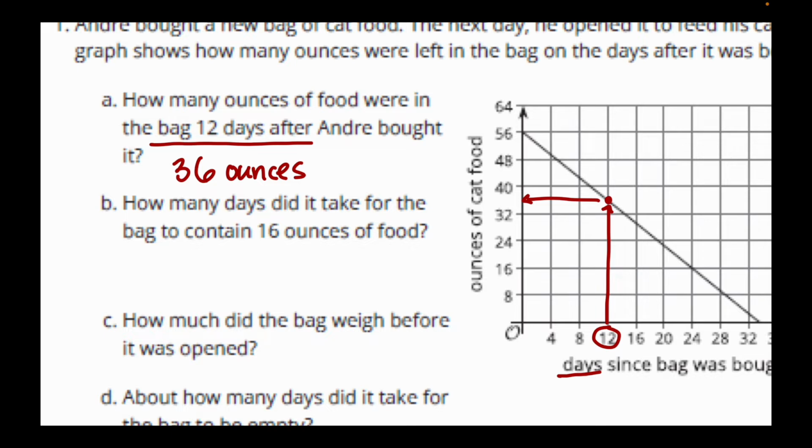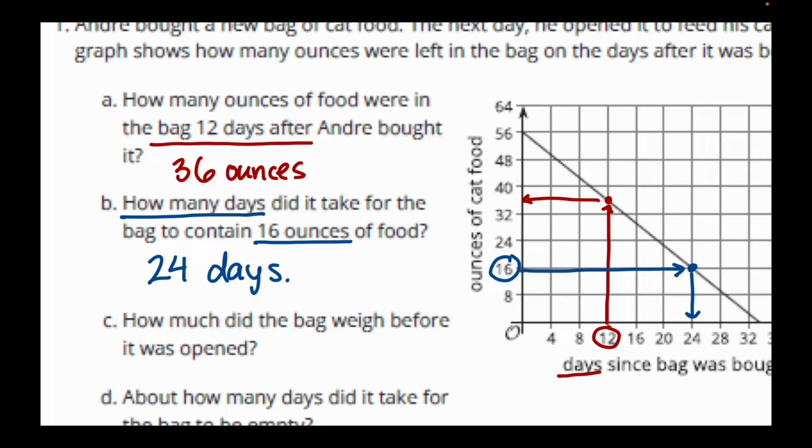How many days did it take for the bag to contain 16 ounces of food? So we're starting now with 16 ounces, and then they're asking us how many days. So we're going to start at 16, go this way to find a point on our graph, which meets nicely at a corner, and find that our answer here is going to be 24. So we would say 24 days.